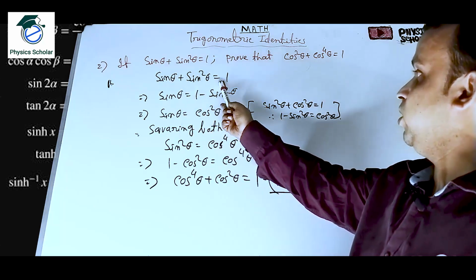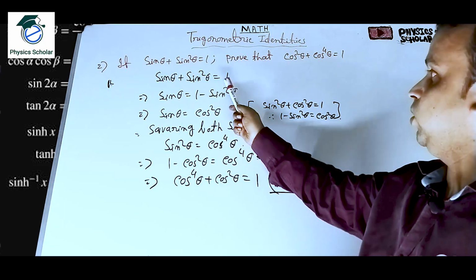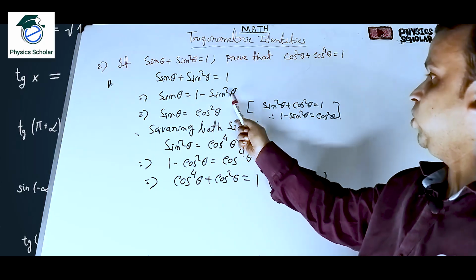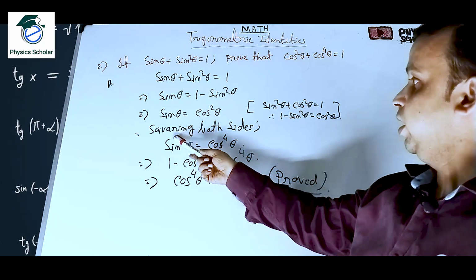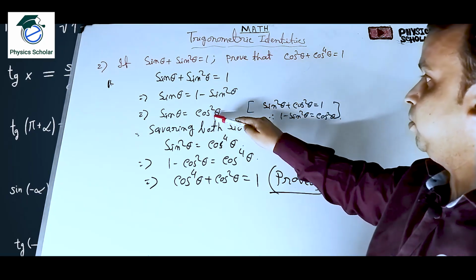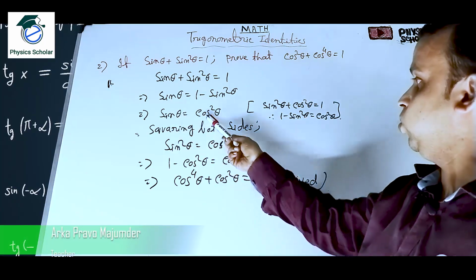So what is given? Sin theta plus sin square theta is equal to 1. So sin theta is equal to what? 1 minus sin square theta. This we are shifting to the right hand side. So sin theta is equal to 1 minus sin square theta, which means cos square theta. Clear? Now squaring both the sides, as we have cos to the 4, that's why we make the square of both the sides. So it will be sin square theta is equal to cos to the 4 theta.